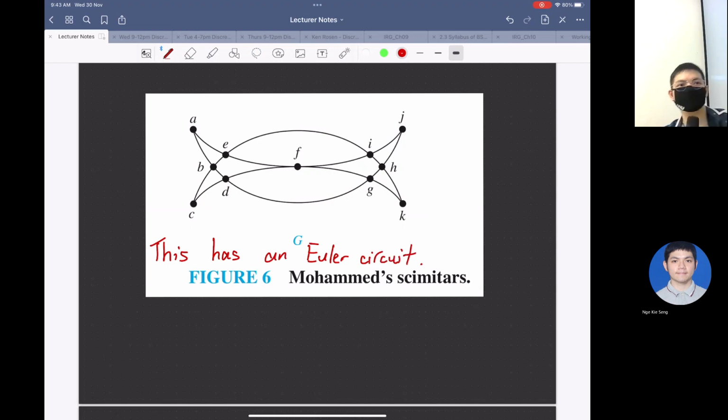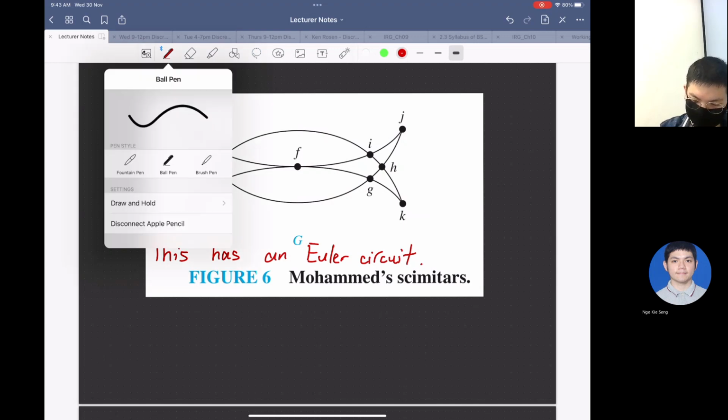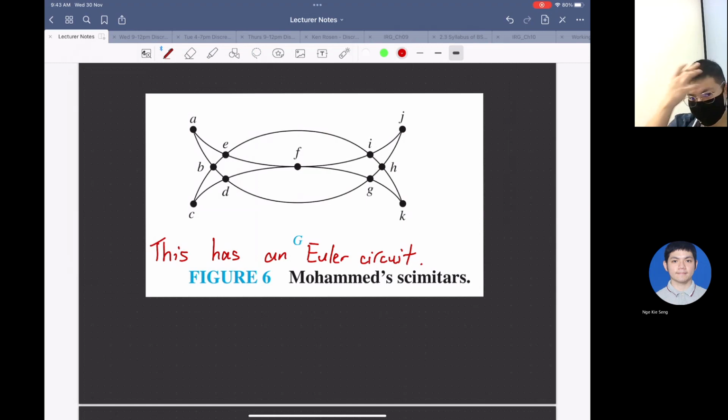Can you draw the Euler circuit without lifting your pen? Yeah. So one way to solve this is to draw two Euler circuits. One is like this, this, this, this. And then the other one is the symmetric one.